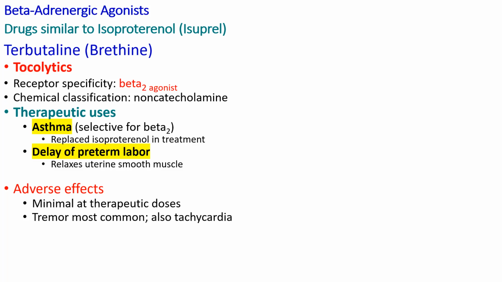Tocolytics have been shown to improve infant morbidity and mortality rates, and they can also be called anti-contraction medications or labor suppressants, to stop labor and prolong pregnancy for at least 48 hours to enable the administration of certain medications like corticosteroids and magnesium sulfate.